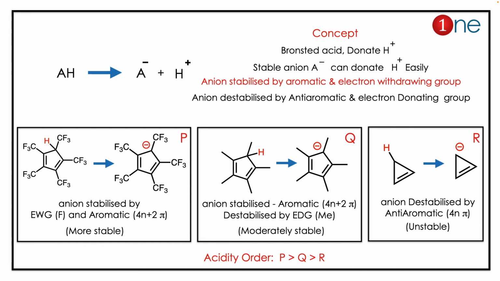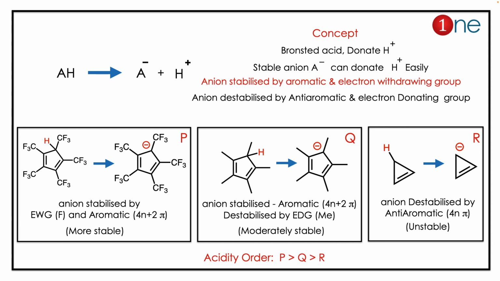The answer lies in the anion stability because an acid donates H+. So which one donates H+ easily? It will be the more acidic compound. The stability of A- is important here. The stability can be improved by aromaticity as well as the electron withdrawing group. The opposite will be the instability created by anti-aromaticity and electron donating group.